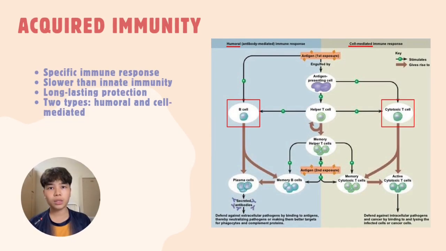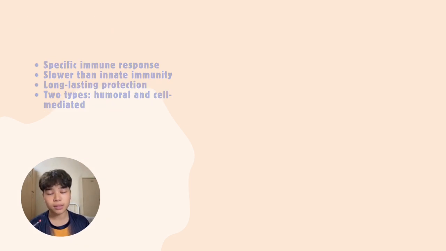Acquired immunity is a specific immune response that develops after exposure to pathogens. It is slower than innate immunity but provides long-lasting protection. There are two types of acquired immunity: humoral immunity, involving B cells and antibodies, and cell-mediated immunity, involving T cells.